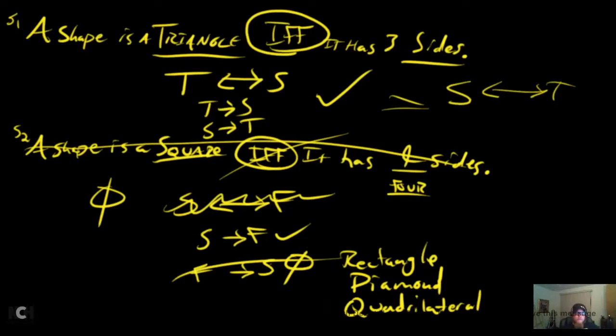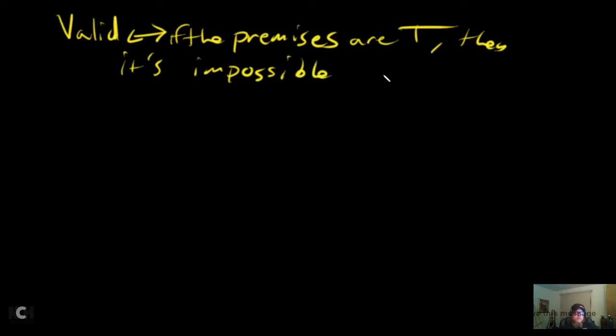Back and forth. Think about what I said on quiz 1. I said an argument is valid if and only if, it's a double arrow, the premises are true. Sorry, an argument is valid if and only if the premises are true, and I'm going to abbreviate T for true, then it's impossible for the conclusion to be false. Oops. It's impossible for the conclusion to be false.